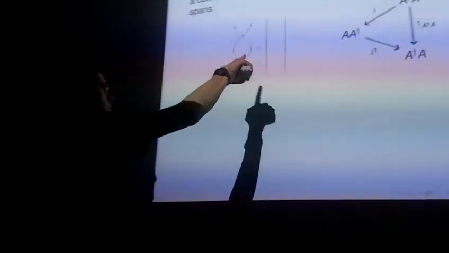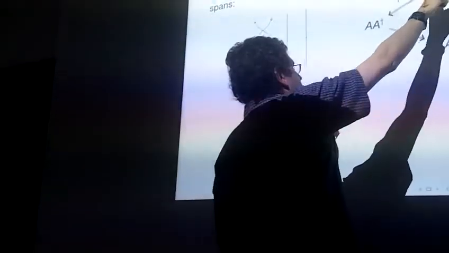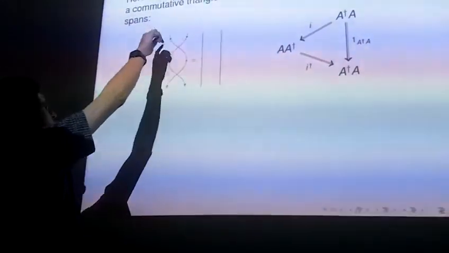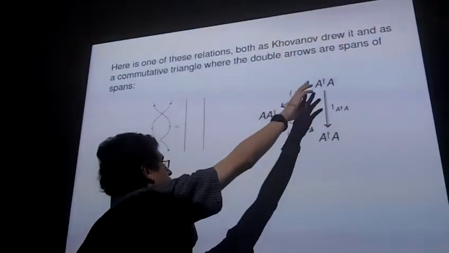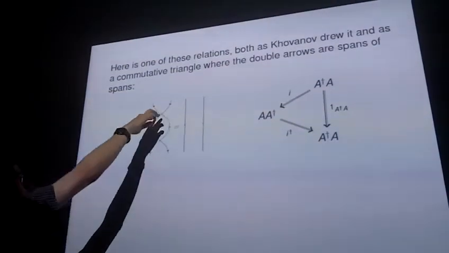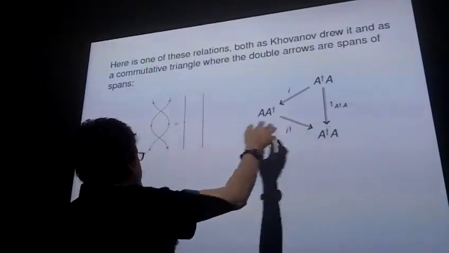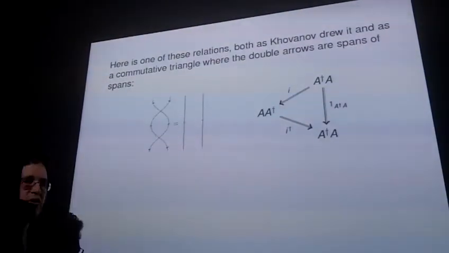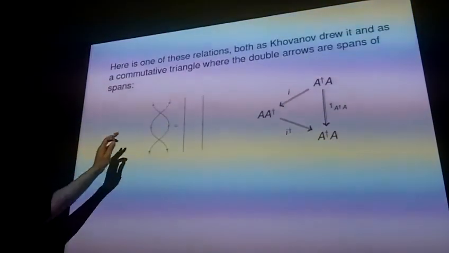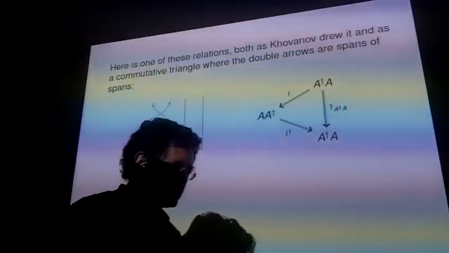So Khovanov had a way of drawing this, which looked like this. For him, a downwards pointing line was an annihilation operator. So this A here is this downwards pointing line. An upwards pointing line is the creation operator. This process of switching, that's drawn here, and then switching again, that's drawn here, and it's equal to the identity, which is this vertical pair of lines. So this is just a kind of notation for the same thing.